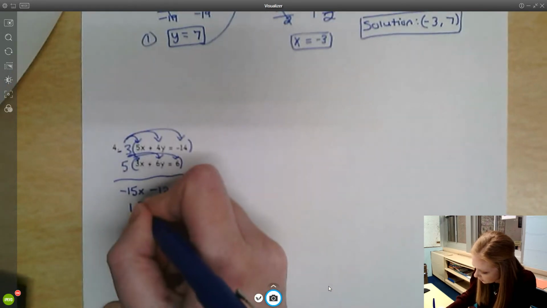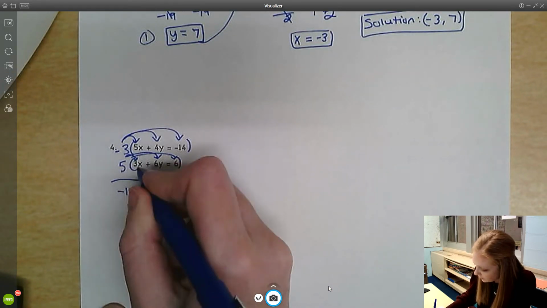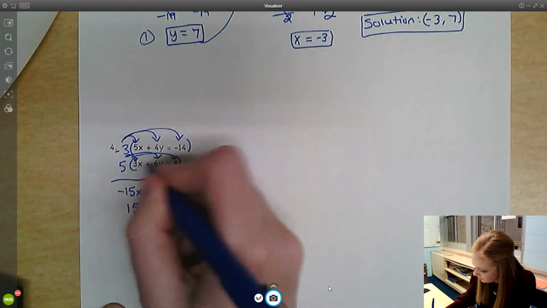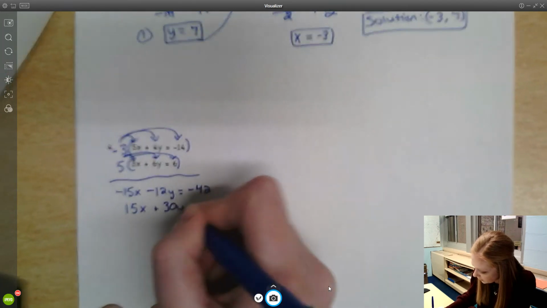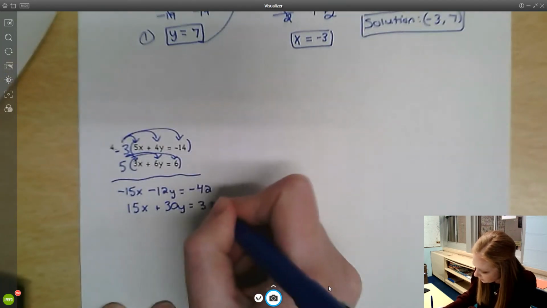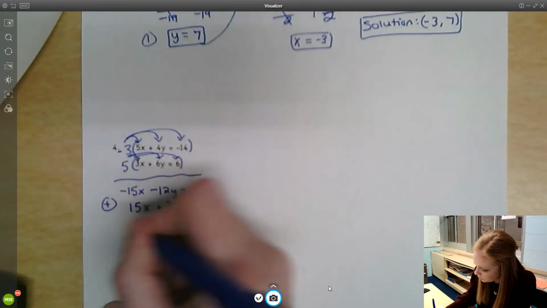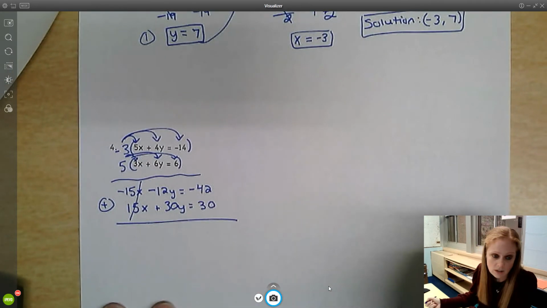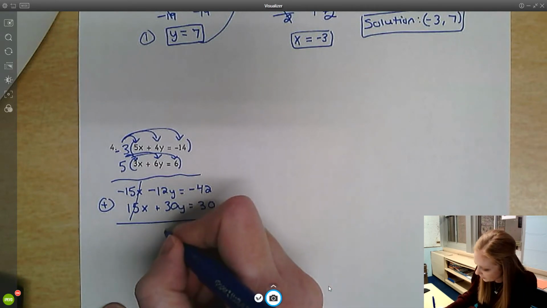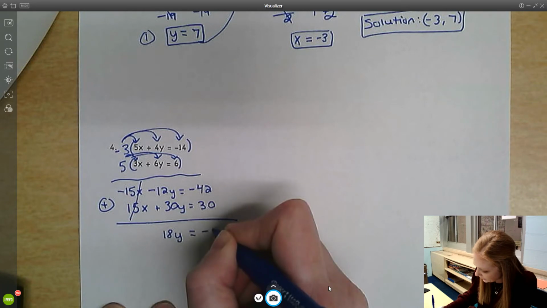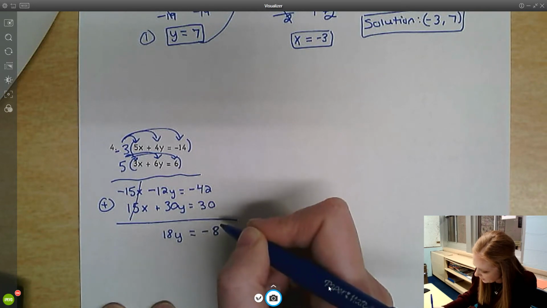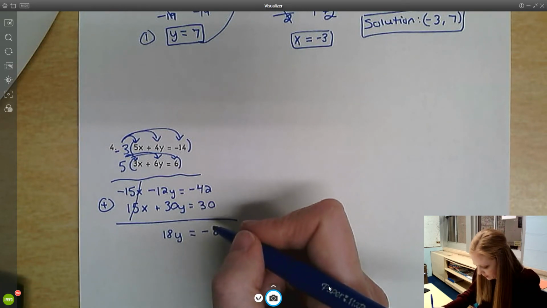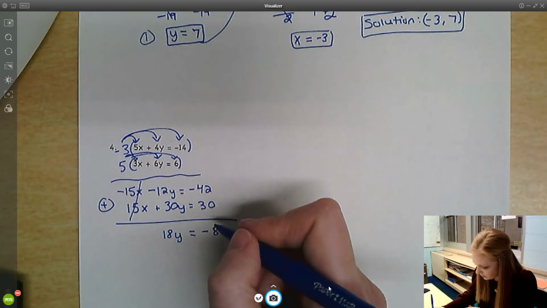Second equation, 5 times 3x is 15x. 5 times 6y is 30y. 5 times 6 is 30. Add these two equations together and elimination will occur. Our x's are going to cancel. We're going to be left with 18y equals negative 8. Let's see. Negative 42 plus 30 is now negative 12.